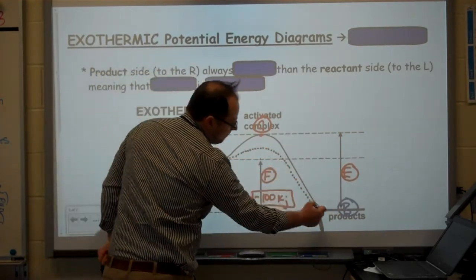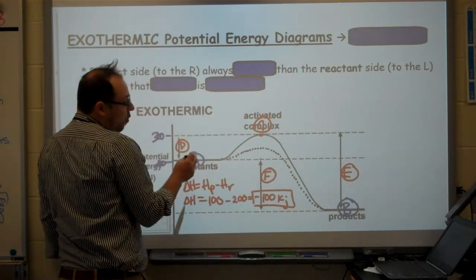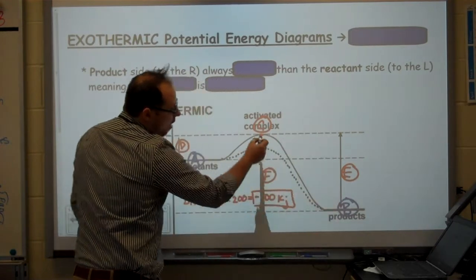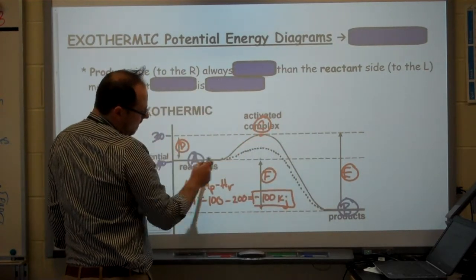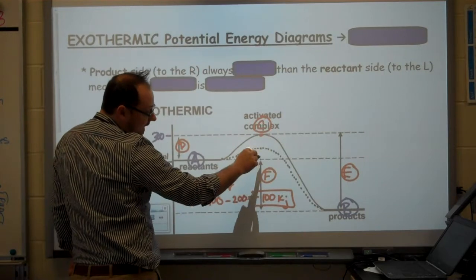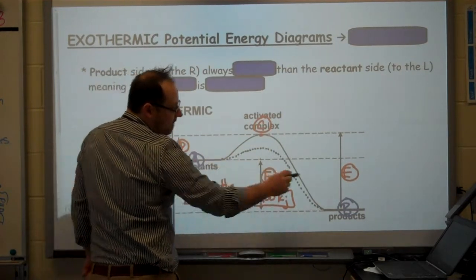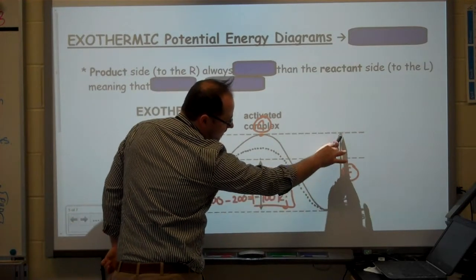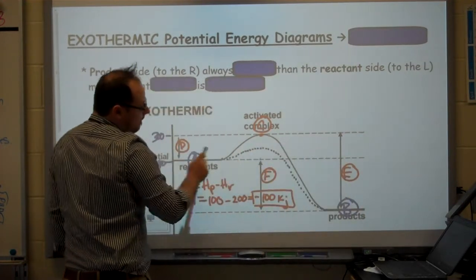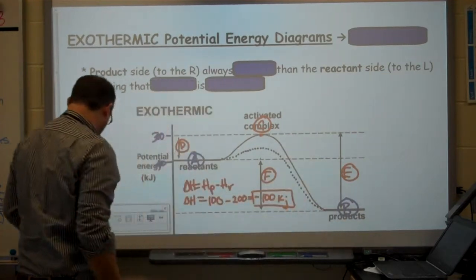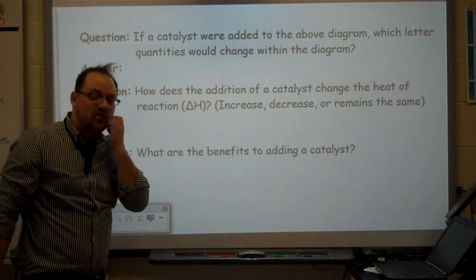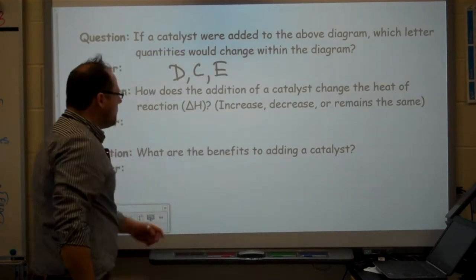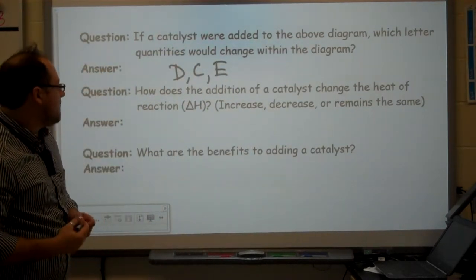So if we tunneled through the mountain and added a catalyst, the quantities that are changed are not the heat of the reactants or the heat of the products, but the activated complex is different. The height from the reactants to the top of the activated complex is different now, and the height of the products in the reverse reaction to the top of the activated complex is different now. You can see these arrows will be shortened. So D, C, and E are the lettered quantities that would change if we added a catalyst. D, C, and E.